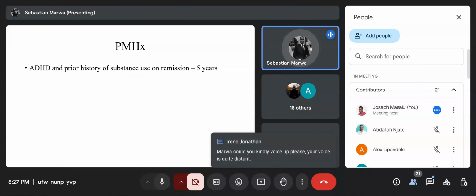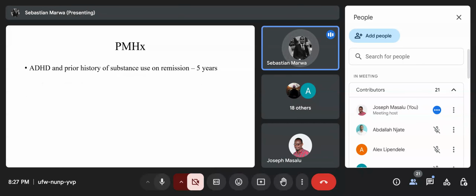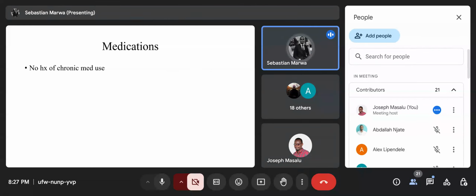So in the past medical history, our patient had a history of ADHD as a child and also has a prior history of substance use disorder, but is currently in remission for more than 5 years. For medications, our patient has no history of chronic medication use, apart from the ones he used 4 weeks ago when he had a respiratory infection.